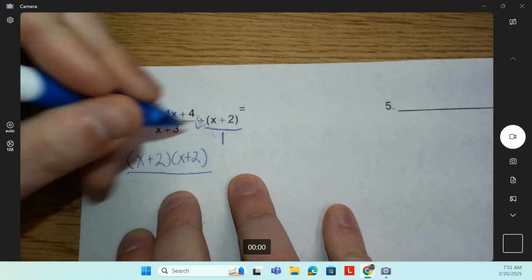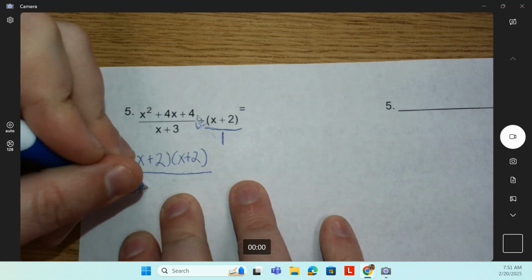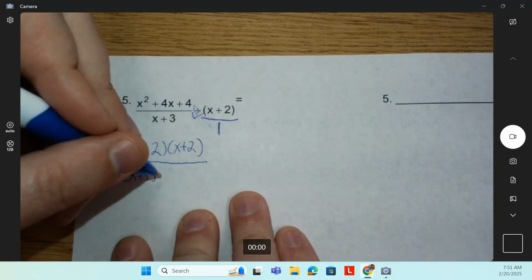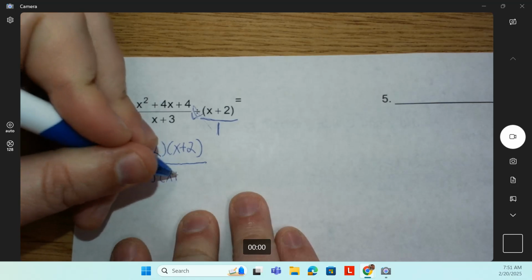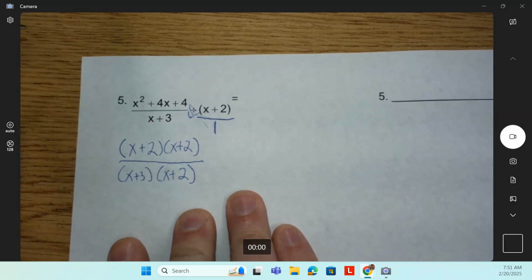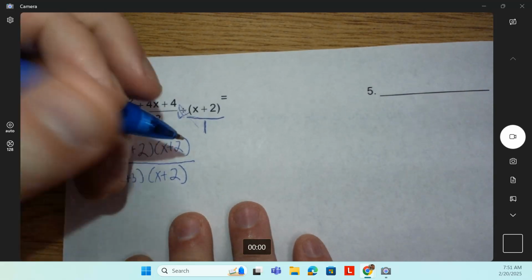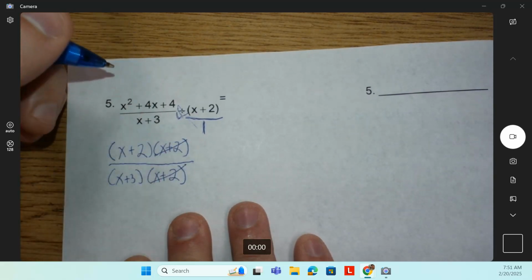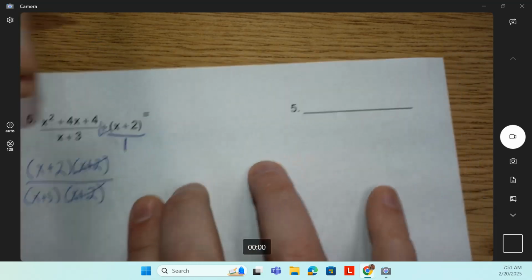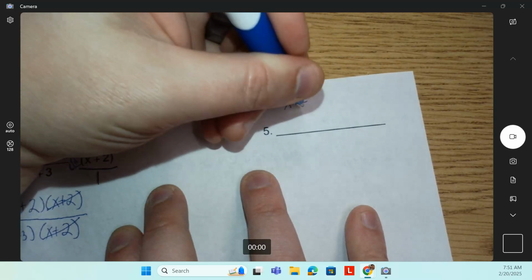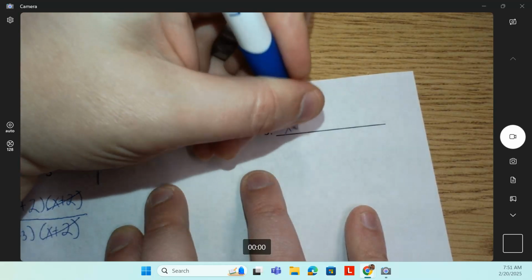And then on the bottom, that x plus 3 is going to be down there. And there's going to be an x plus 2 that moved down there with it as well. So now we're ready to cancel. And I've got x plus 2 and x plus 2 that cancels. And the rest will be left. So my answer is going to be x plus 2 over x plus 3.